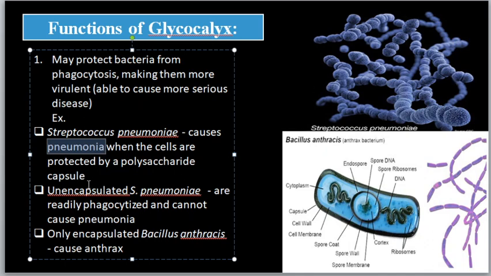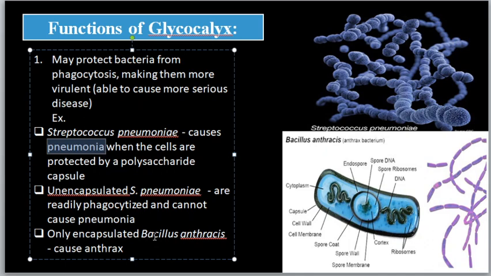Okay? So, next one, you have the unencapsulated S. pneumoniae, or Streptococcus pneumoniae. So kapag hindi siya encapsulated, okay, they are readily phagocytized, nai-engulf sila ng phagocytes ninyo, and thus they cannot cause pneumonia. So yun yung example, class, ng importance ng capsule para sa mga microorganisms. When they are not covered with capsule, they are engulfed and they die. Okay? So, hindi na sila makakaosa ng disease.